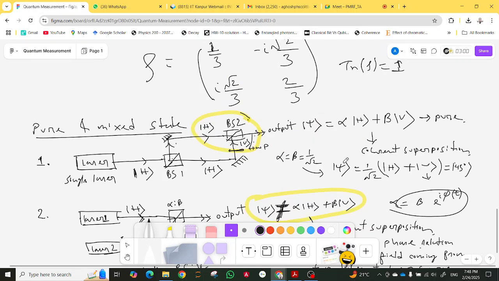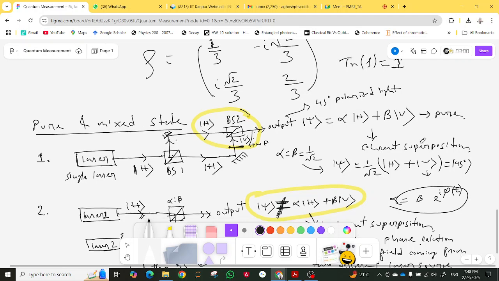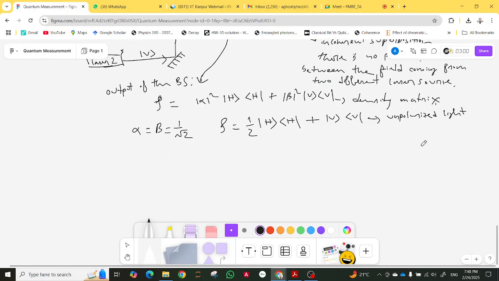If alpha and beta equal 1 by root 2, that means you are using a 50-50 beam splitter. So your output will be 45-degree polarized light in the first case, and in the second case your output will be unpolarized light. Understand? You can also write it in matrix form. So in matrix, what will we write? This is 1 0 0 1, right?